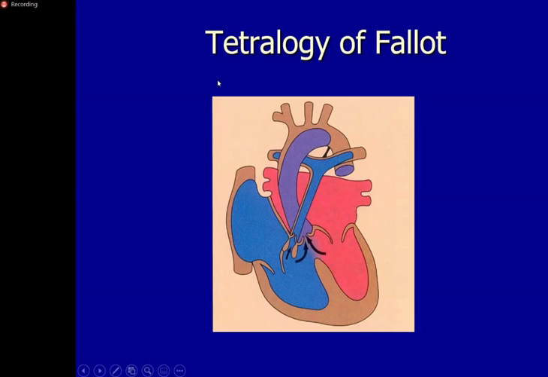As the name tetralogy suggests, there are 4 things that are there. So what are these 4 things? One thing is that there is a VSD. Then there is a pulmonary stenosis. Because there is a large VSD, and because the pulmonary trunk is also small, the aorta has got pushed to the right side.